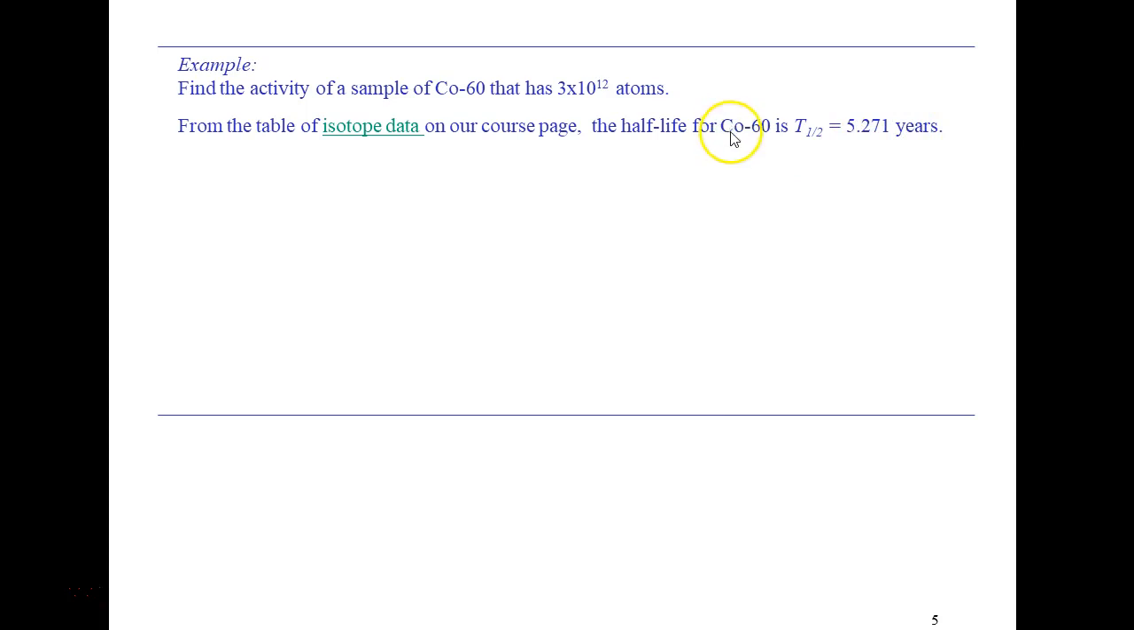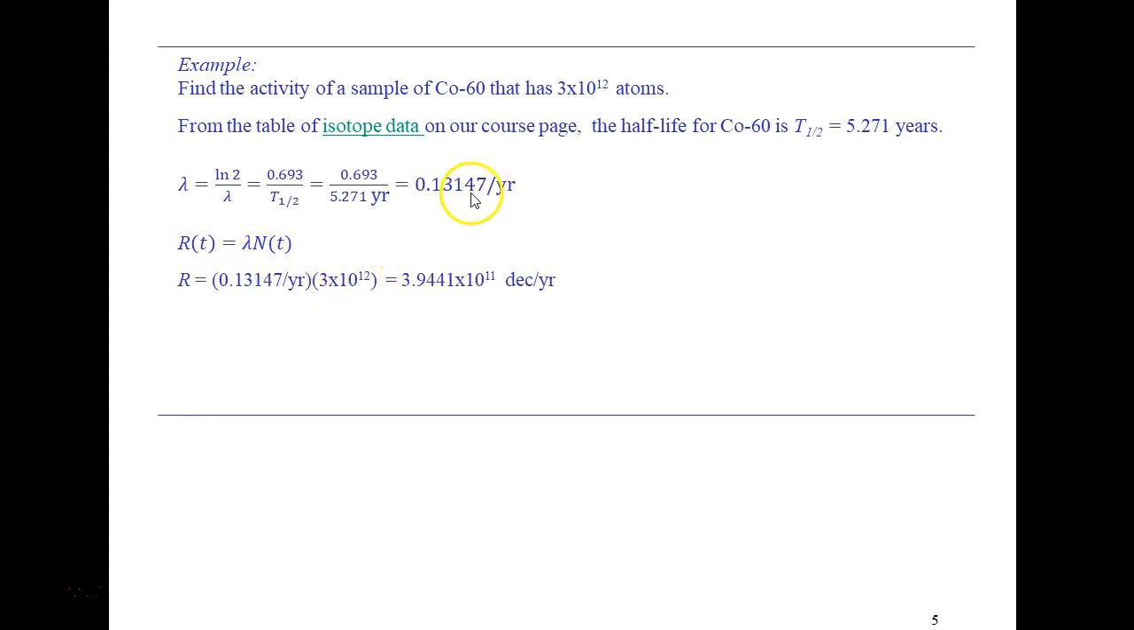I think, if I remember, cobalt has an atomic number of 27. So I find out what my lambda is, 0.13147 inverse years. Now I'm going to use this relationship. The activity is always related to the population through the factor of the decay constant. So R is always lambda N. I'm just going to put in my lambda and my N of 3 times 10 to the 12, and I get this many decays per year. I'm getting years because my lambda is in inverse years.